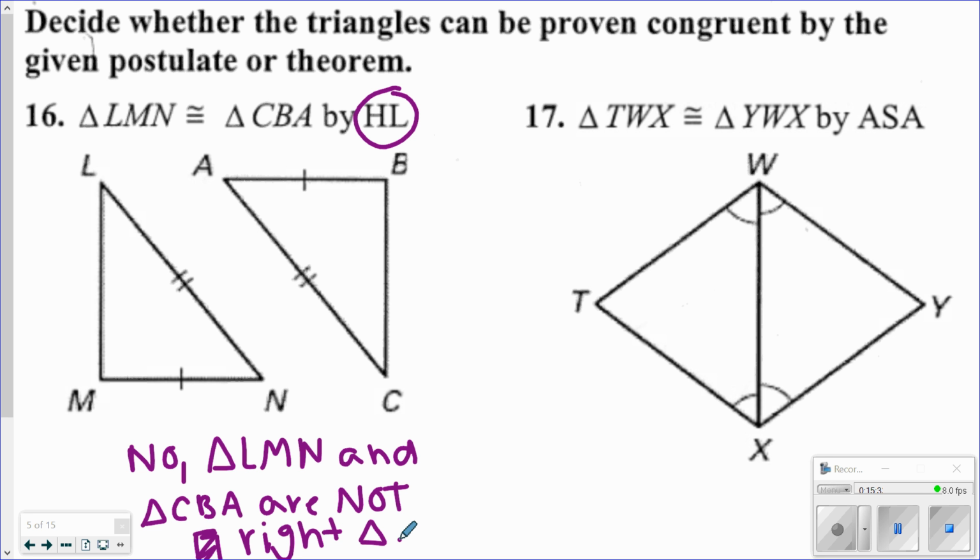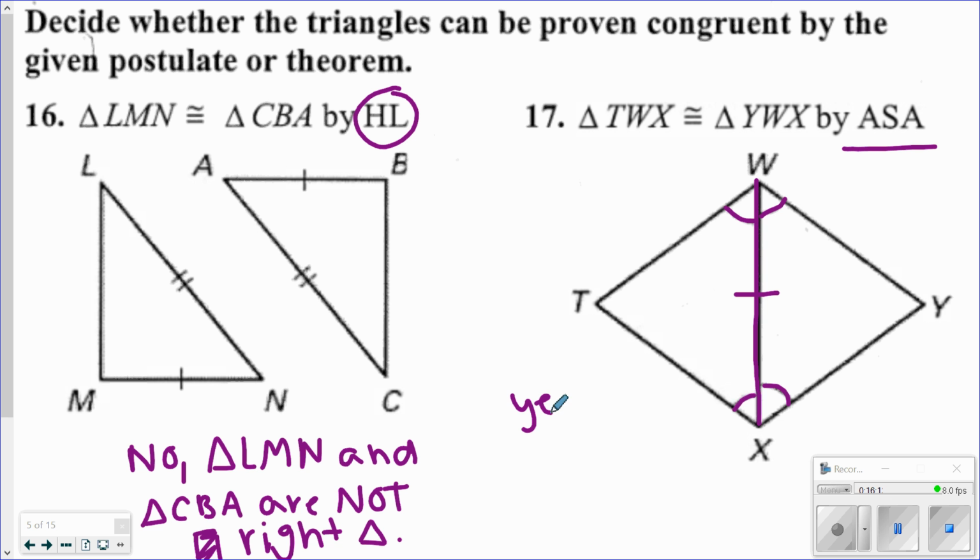All right, let's look at 17. Triangle TWX is congruent to triangle YWX by angle, side, angle. All right, so let's look at what we know. I see that this angle is congruent to this angle. I also see that this angle is congruent to this angle. But is there any other information that I know here? There is. I do see that these two triangles share side WX. So since they share this side, I can prove that they are congruent by angle, side, angle.